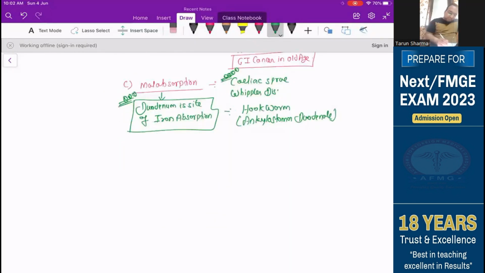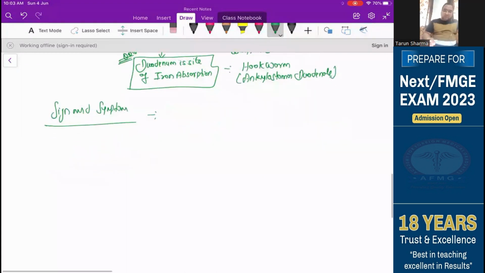Now, the next thing will be what the signs and symptoms are in this condition, the signs and symptoms in iron deficiency anemia. Pallor will be the sign of anemia in any kind of anemia, so that is not important. The presence of pallor will be there in every type of anemia. So I'll talk about the specific signs and symptoms related to iron deficiency anemia so that you will get the answers to important questions.